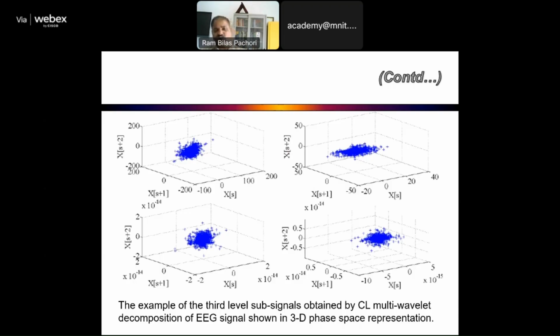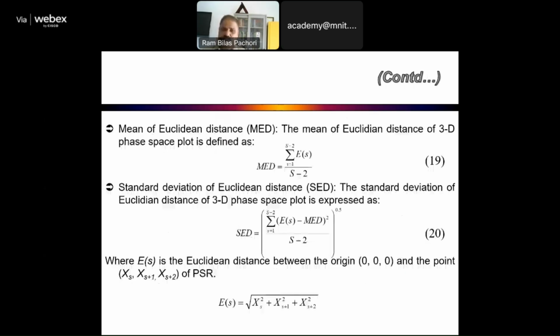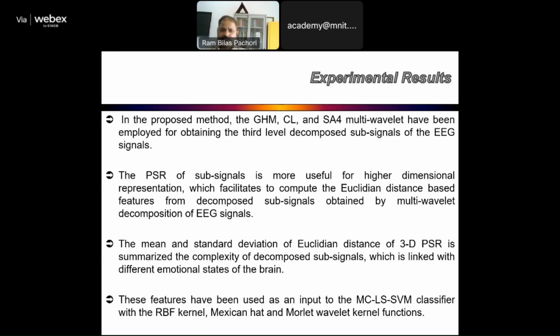They show that the variability changes with respect to the emotion, and we have quantified this variability in the phase space reconstruction plots using the mean of equivalent distance and the standard deviation of equivalent distance. In the proposed method, the GHM, CL, and SF4 multi-wavelets have been studied for the third level decomposed subsignals of the EEG signals.